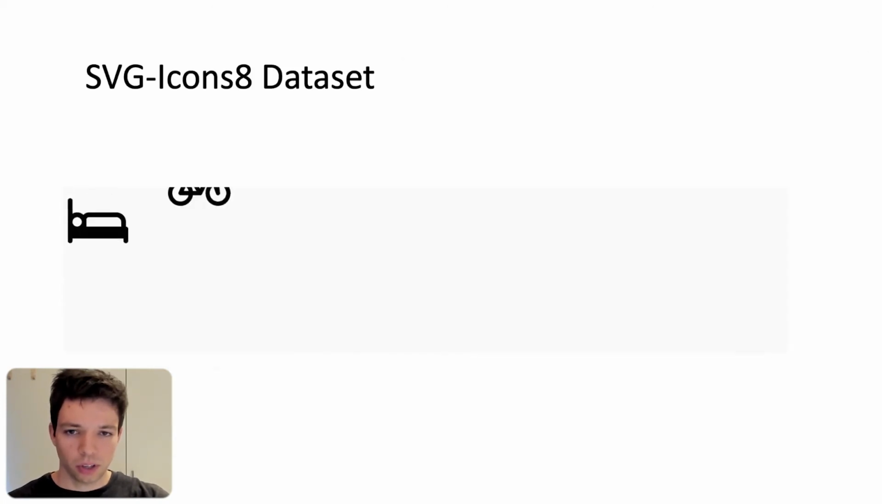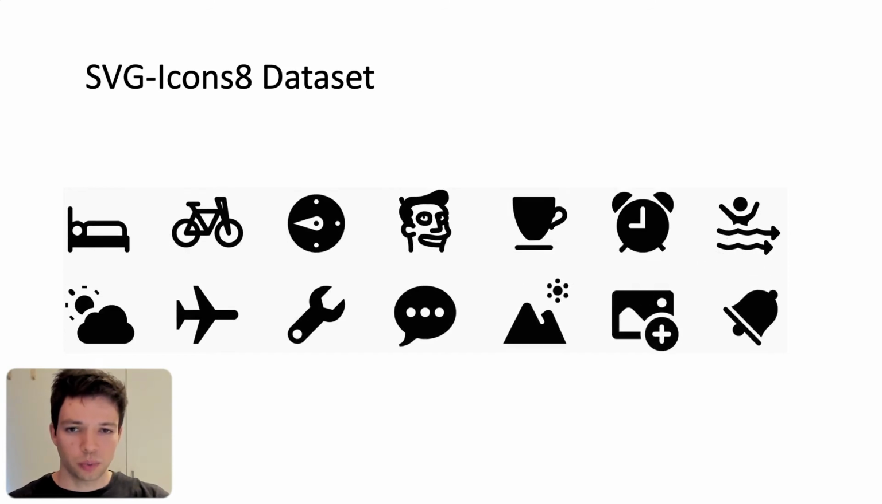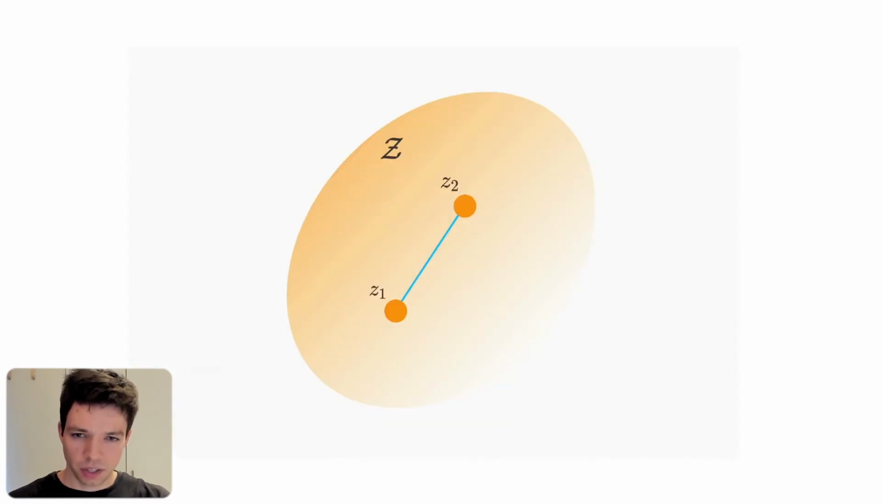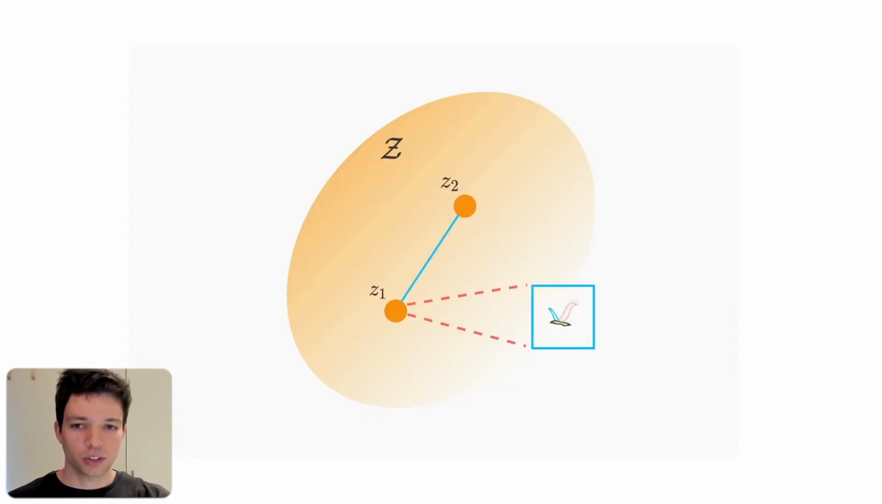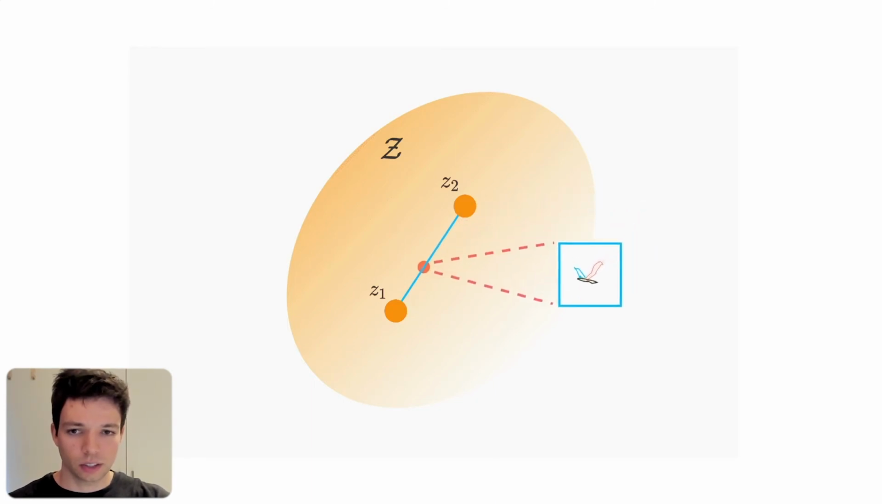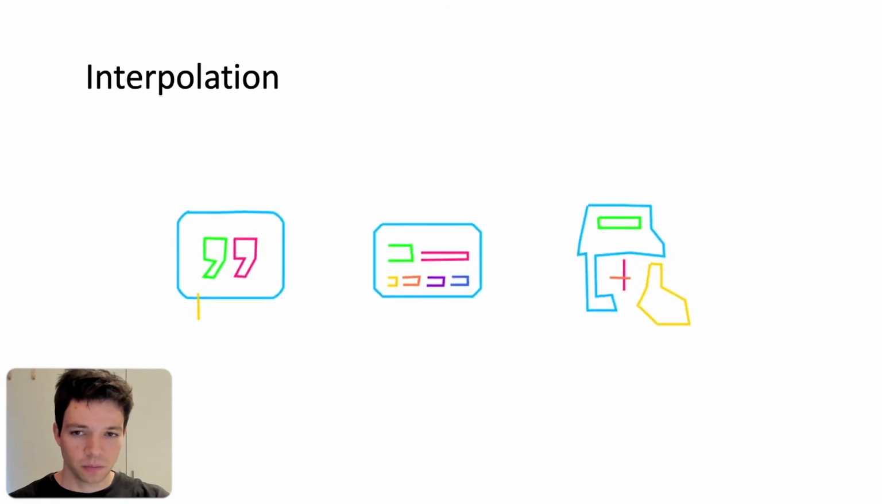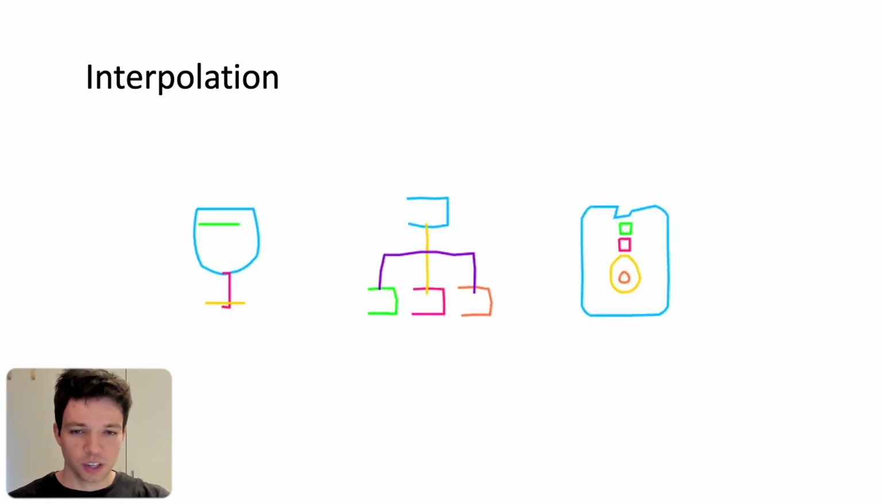To train our model, we introduce a new large-scale dataset of SVG icons, which we call SVG-Icons8. It is composed of 100,000 high-quality icons, and we make it available along with our code. Once DeepSVG is trained, we can perform interpolations of SVGs by linearly interpolating their encodings in the latent space. We can interpolate between random pairs of icons, or create animations by interpolating between two user-drawn keyframes.